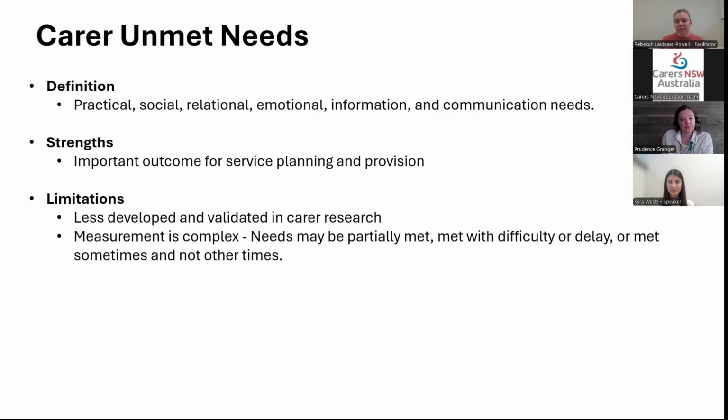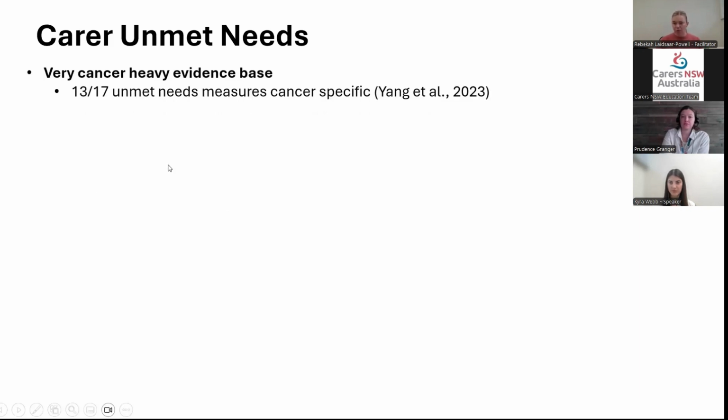I guess the other thing is it is less developed and validated in the carer research more broadly. It's often used with people living with an illness rather than in carers. As well, the measurement of this concept is complex because it's not like a light switch of I'm getting my needs met or I'm not getting them met. It's more complex than that. Sometimes people's needs can be partially met, or they can be met, but it's been really difficult and you've had to fight on the phone for 12 hours to get your needs met. Or sometimes they can be met and other times not. So I guess this is complex to measure, but still an important concept.